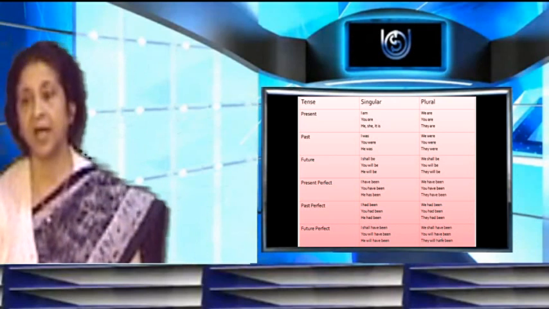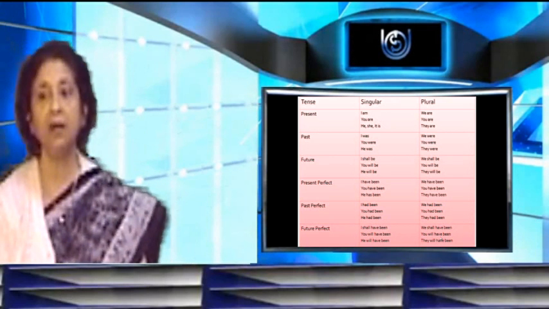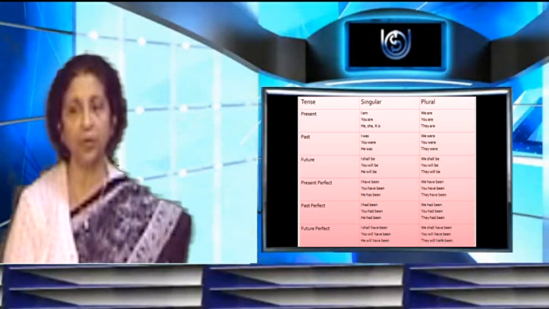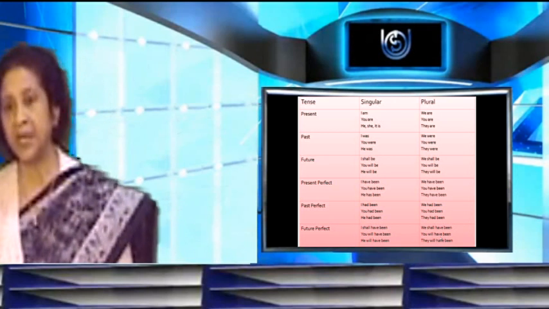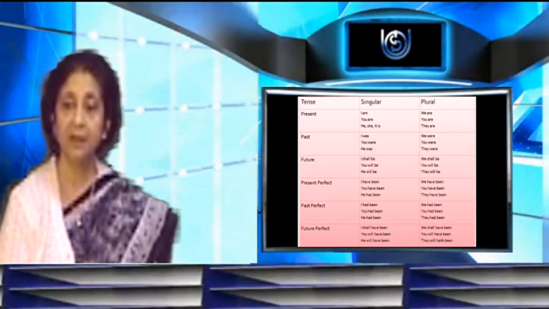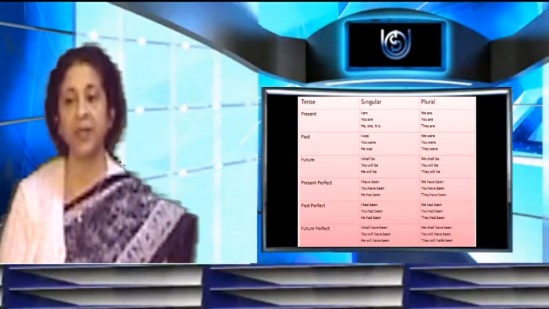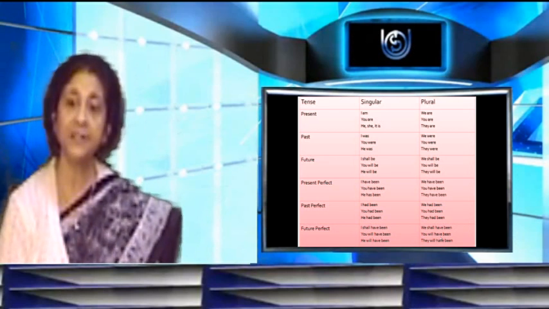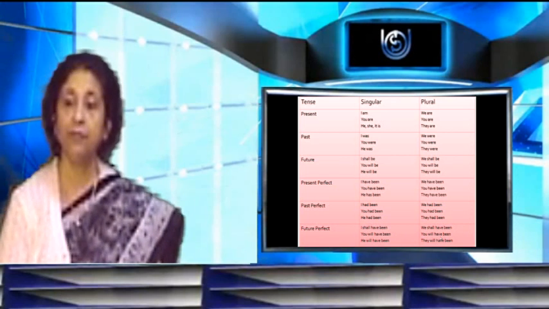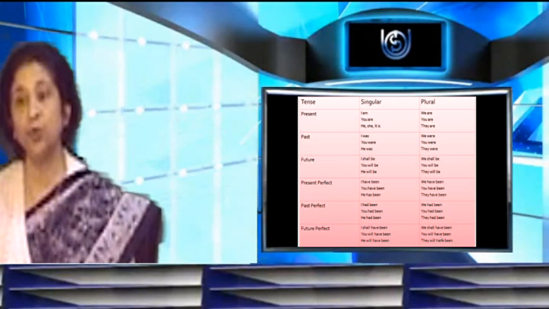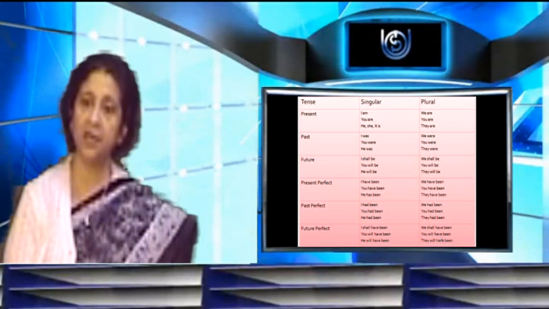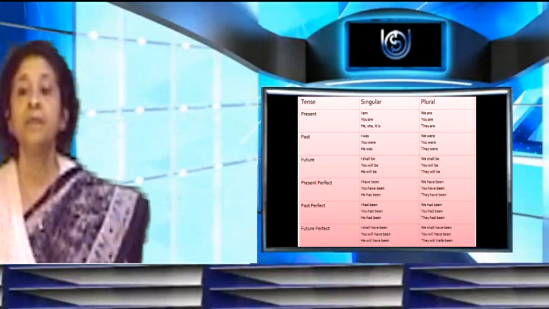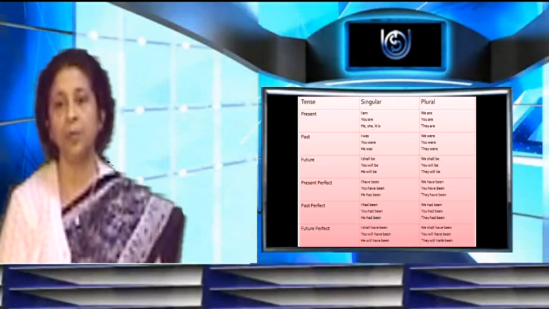Then perfect tense, I have been. In plural, we have been. You have been, you is common between singular and plural as you already know. You have been. He has been, and here in plural it will become have. They have been. Past perfect tense, I had been, we had been. You had been, you had been. He had been, they had been. Had will remain, had only in singular and plural both.